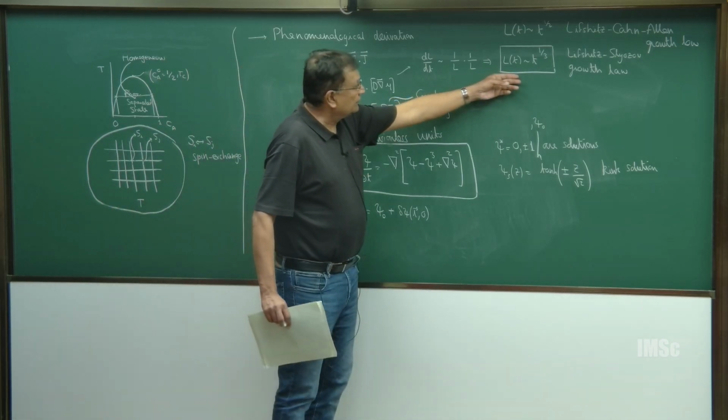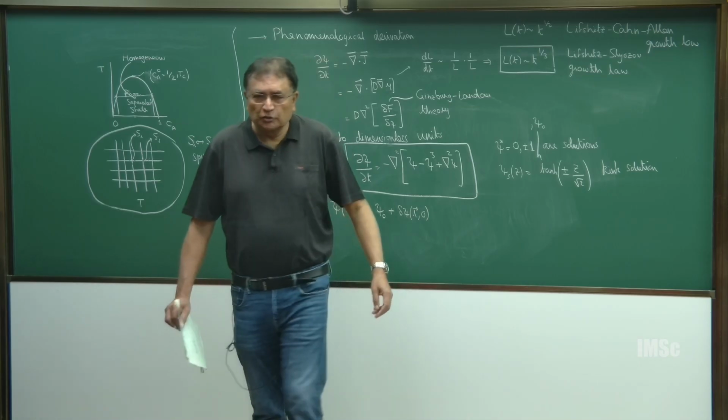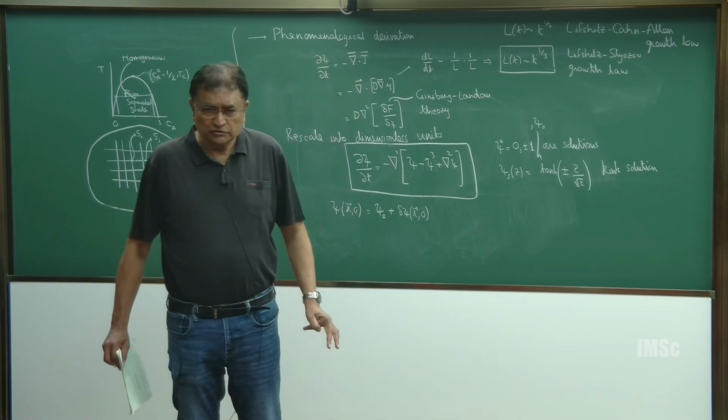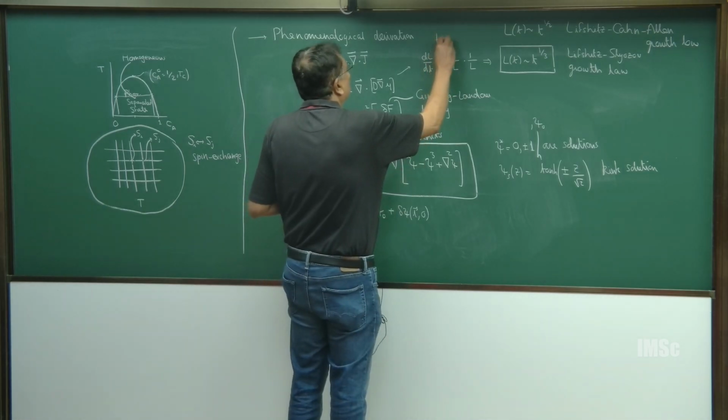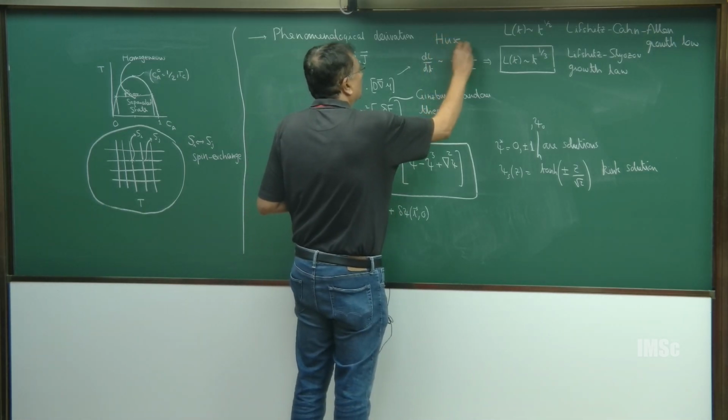Okay. Firstly, I should say there's no rigorous argument for t raised to power 1/3. So you just have a scaling argument. This argument is due to David Hughes.